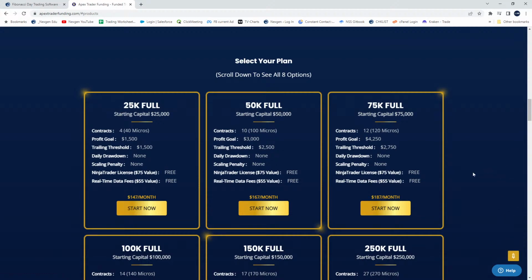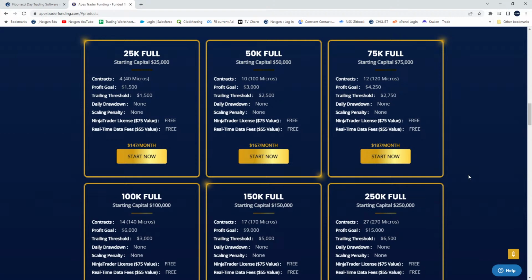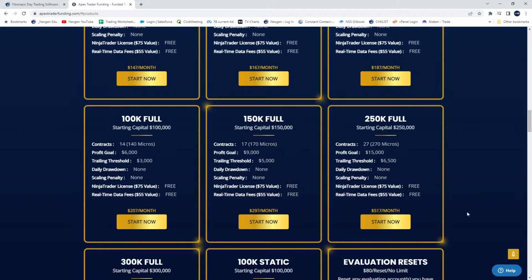And they'll give you the money. So you don't even have to have your own trading capital at this point anymore. What that means is that if you trade well and you hit your goals and you do it consistently without blowing out, they're going to give you money.